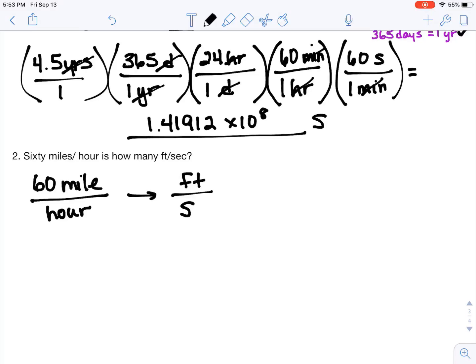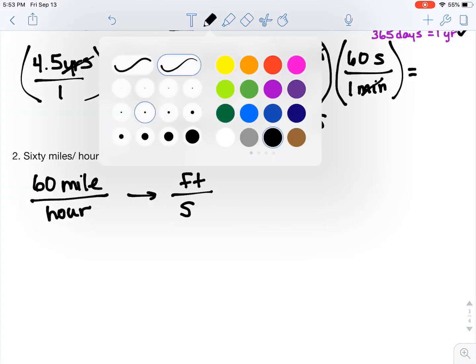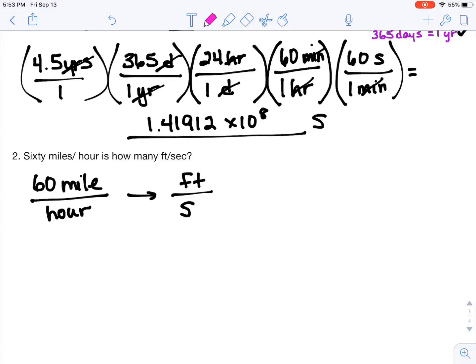We do the same things, and I like to tackle one of my units at a time. So let's say I want to get from miles to feet first. Well, let's talk about what we know. I know that there's 5,280 feet in 1 mile.